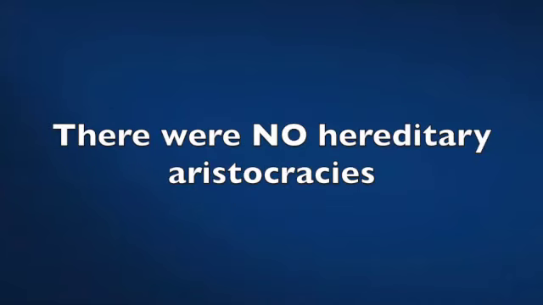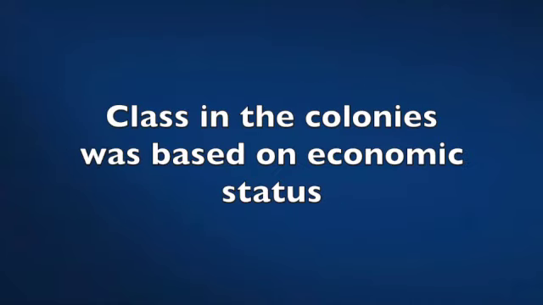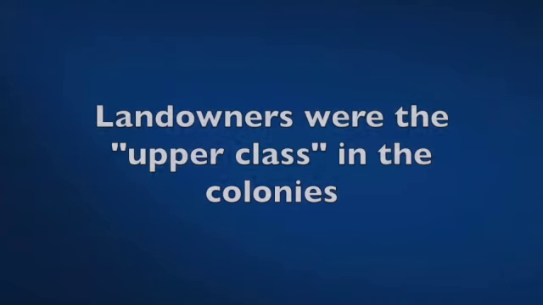In the colonies, there were no hereditary aristocracies. The social extremes of Europe, with a nobility that inherited special privileges and large masses of the hungry poor, were simply non-existent in the colonies. A narrow class system based on economics was developed. Wealthy landowners were at the top. Craft workers and small farmers made up the majority of the common people.